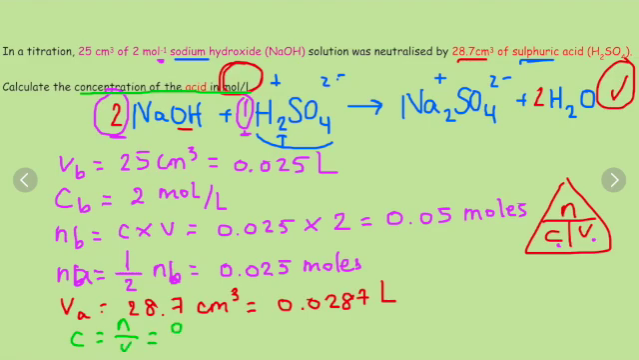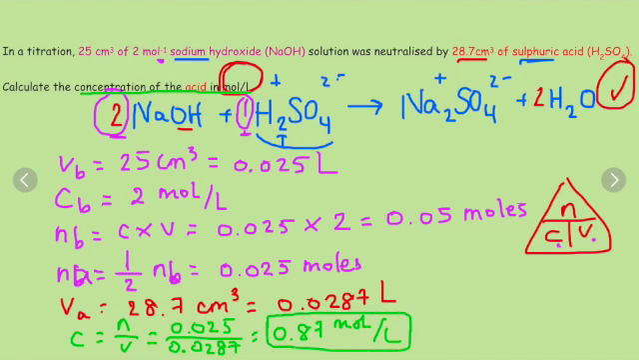So that is 0.025 moles divided by 0.0287 liters. And that is, give me a minute to put it through the calculator. 0.025 divided by 0.0287. 0.87 moles per liter. Yeah?